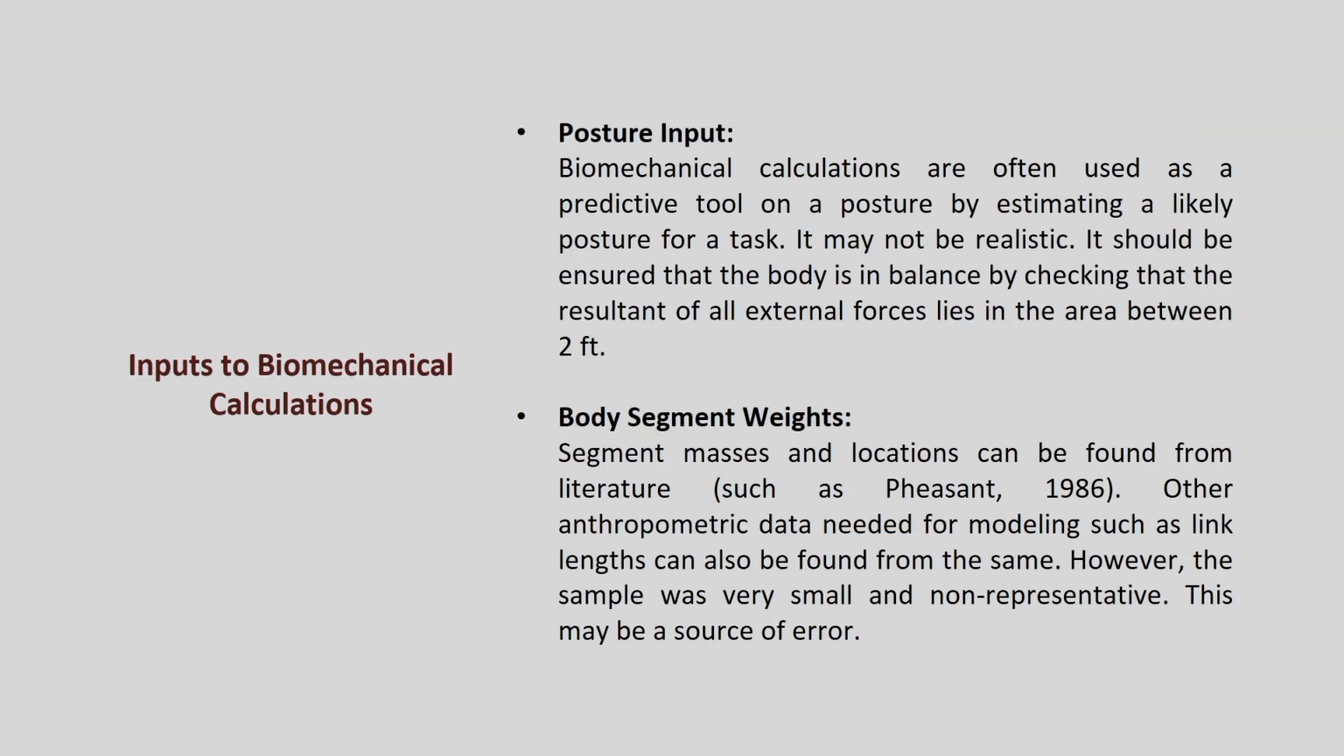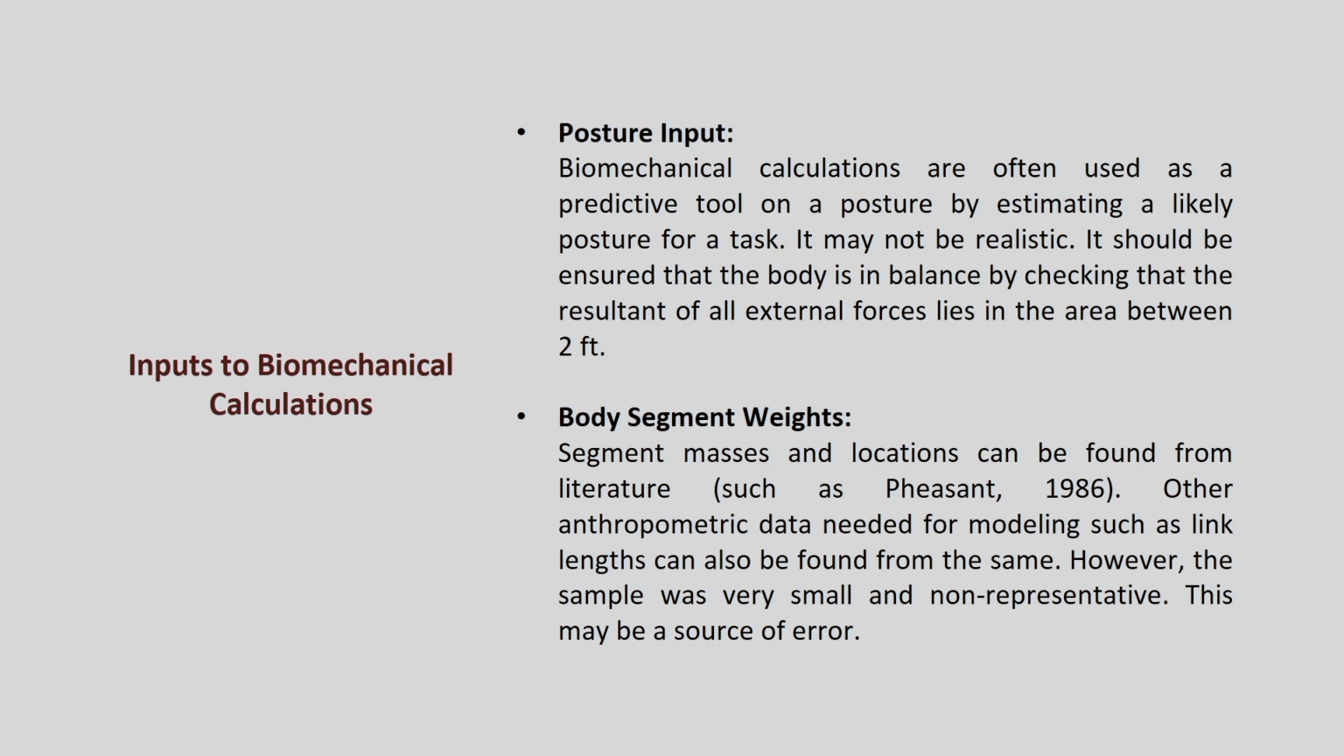Now, when we are talking about biomechanical analysis, there are a variety of inputs we need to consider. So, let us understand that. First, a very important input is postural input, or posture input. Biomechanical calculations are often used as a predictive tool. Okay. So, normally we use it for prediction of a posture by estimating a likely posture for a task. Suppose this is my screen. If I am going to use this screen, how am I going to use it? So, it is a prediction.